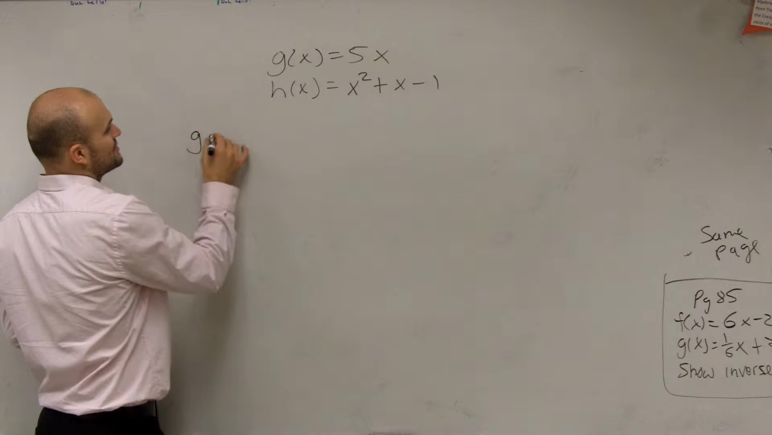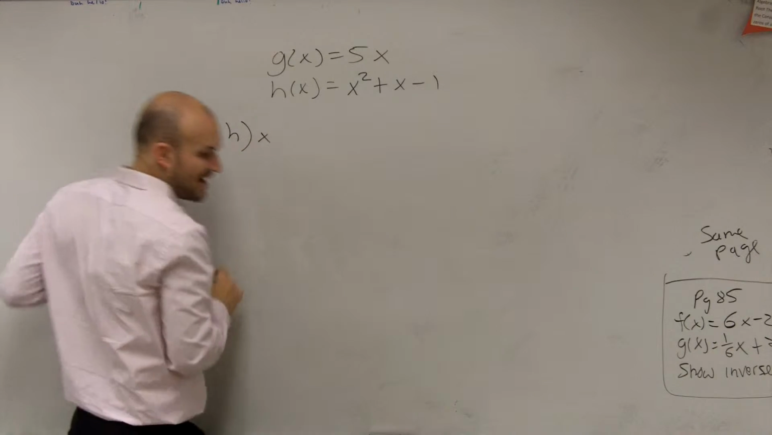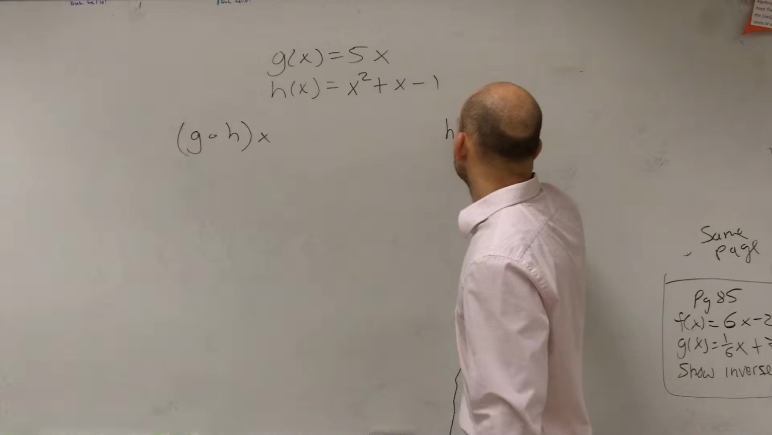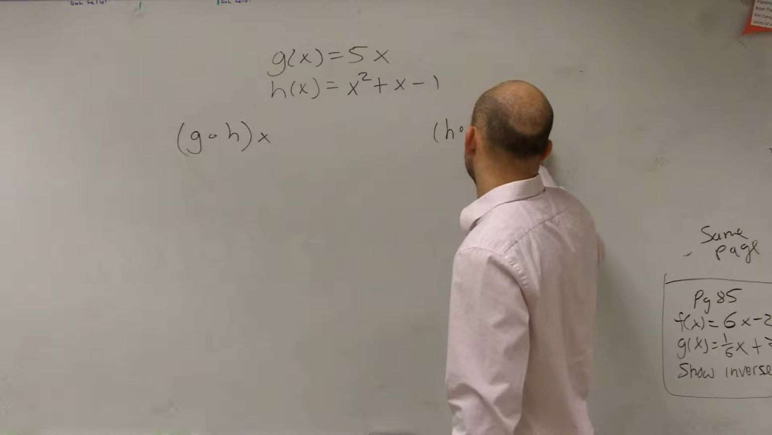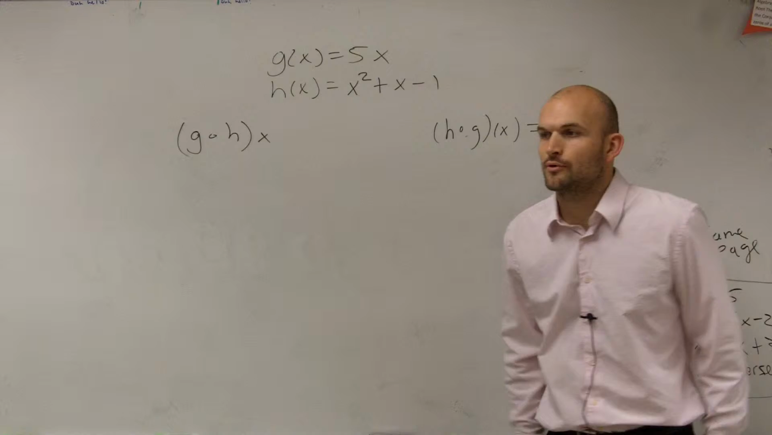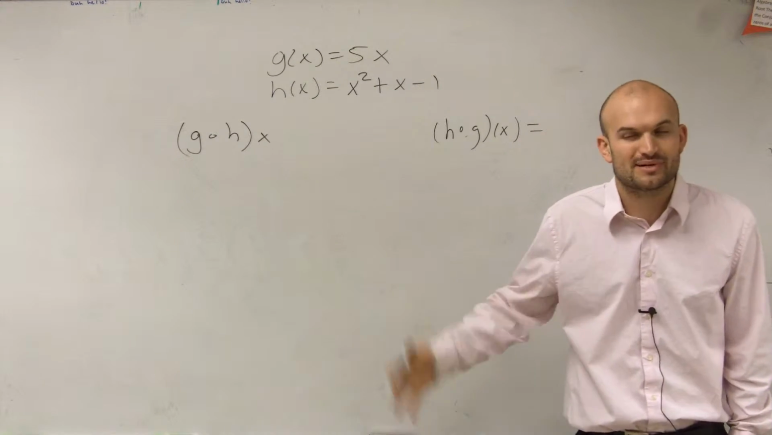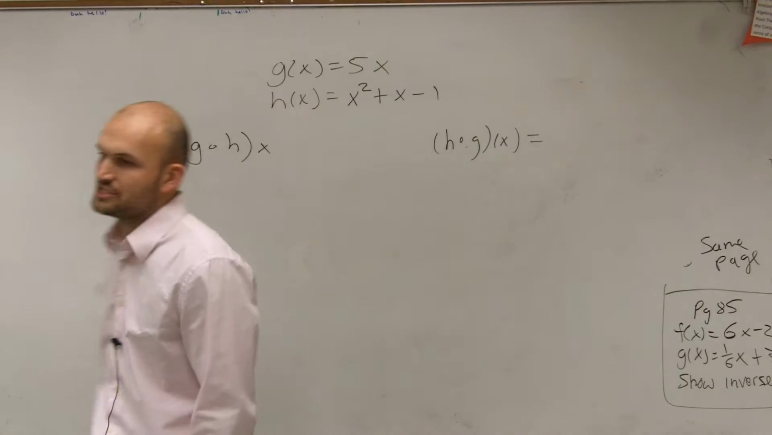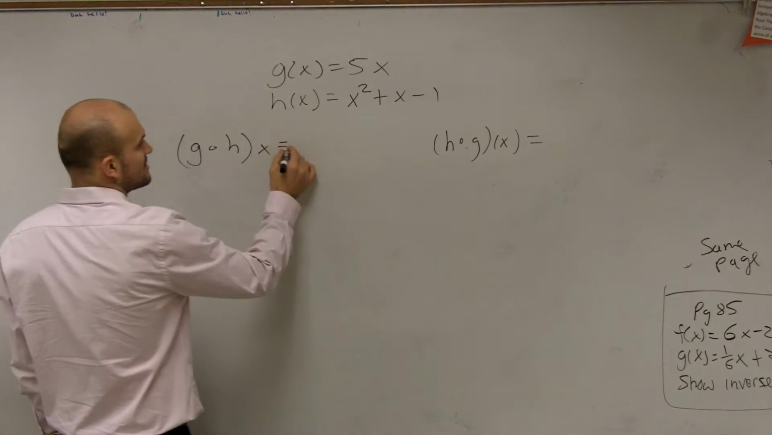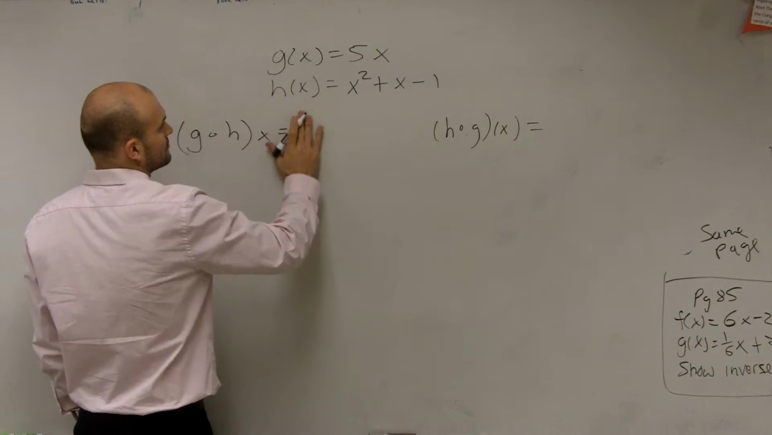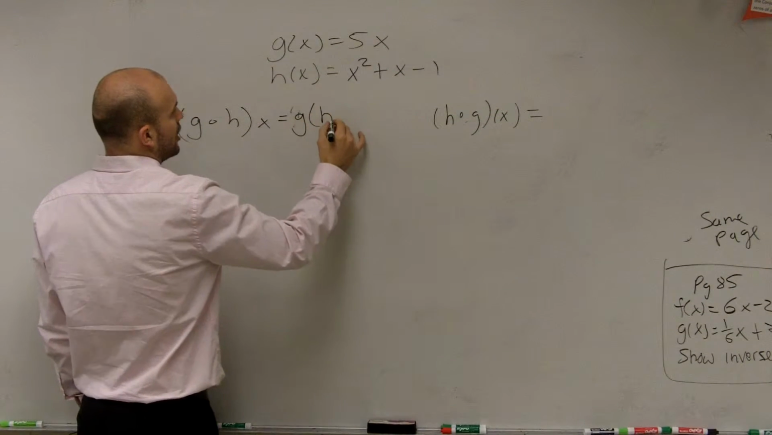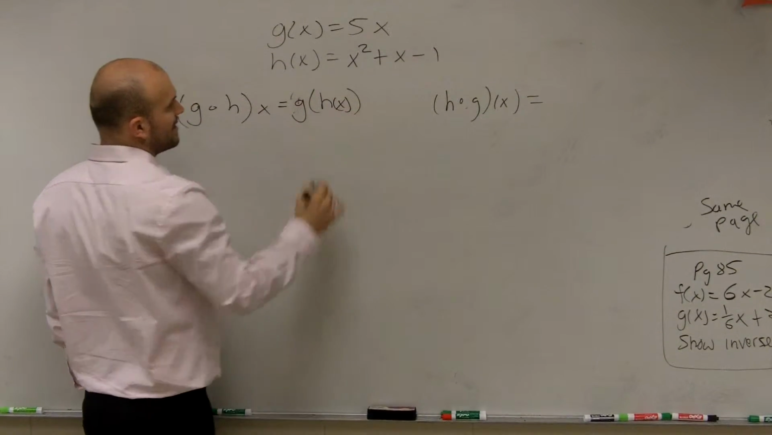So what we have is g of h of x, and we have h of g of x. Now, the main important thing you guys need to understand is what do these represent? Well, g of h of x, what that simply means is g of h of x.